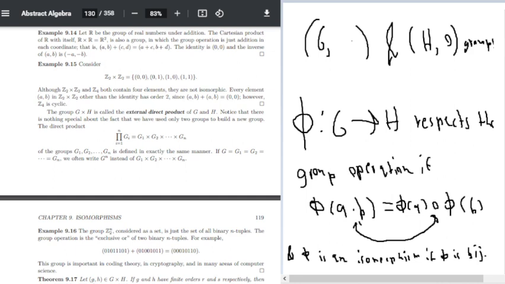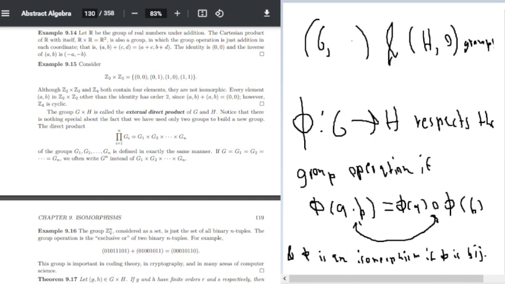Notice that there is nothing special about the fact that we have only used two groups to build a new group. The direct product, the product from i equals 1 to n of G sub i, which is equal to G1 times G2 all the way to times Gn, of the groups G1, G2, all the way up to Gn, is defined in exactly the same manner.